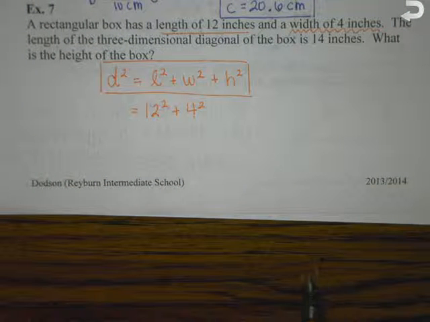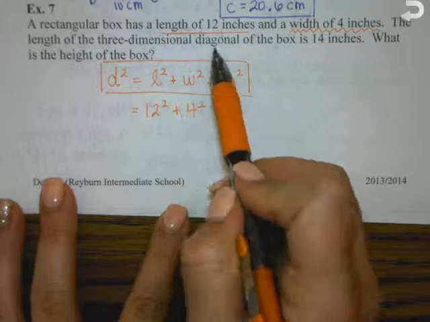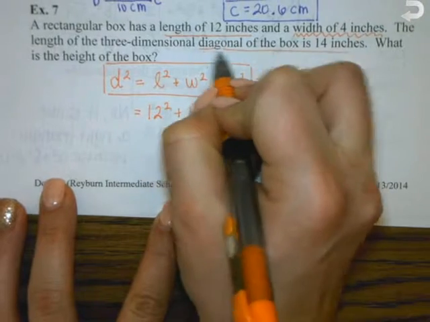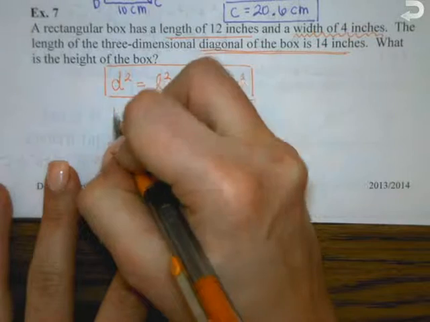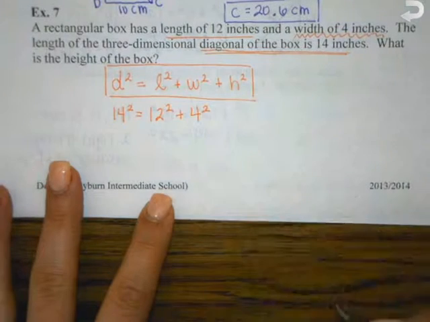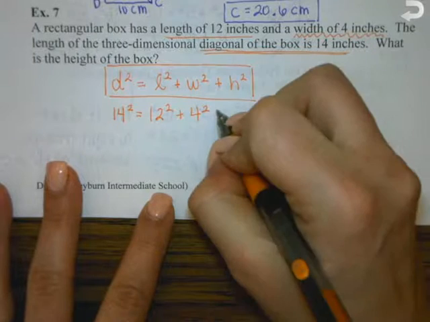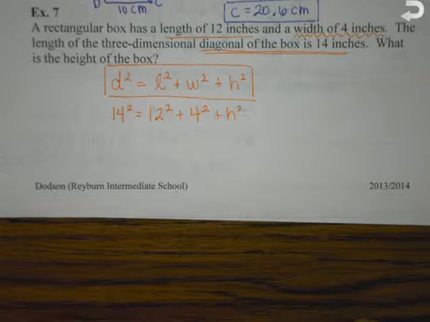And then here's why I left everything else blank. The length of the three-dimensional diagonal of the box is 14 inches. So where are you going to plug in 14? For D. So we're going to get 14 squared equals 12 squared plus 4 squared, and we don't know what H is, so plus H squared. So you're just plugging in what you know. Okay?